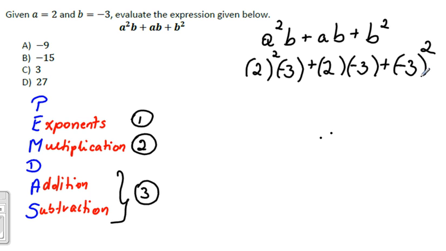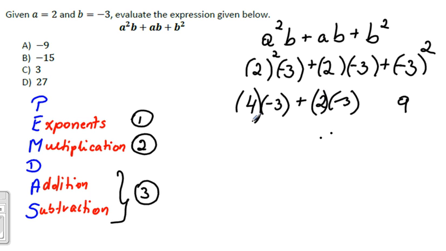So we have two exponents. Let's simplify those. -3 squared is +9. And for now, let's keep everything else. All right, so the exponents we took care of already. Next, let's do all the multiplications.